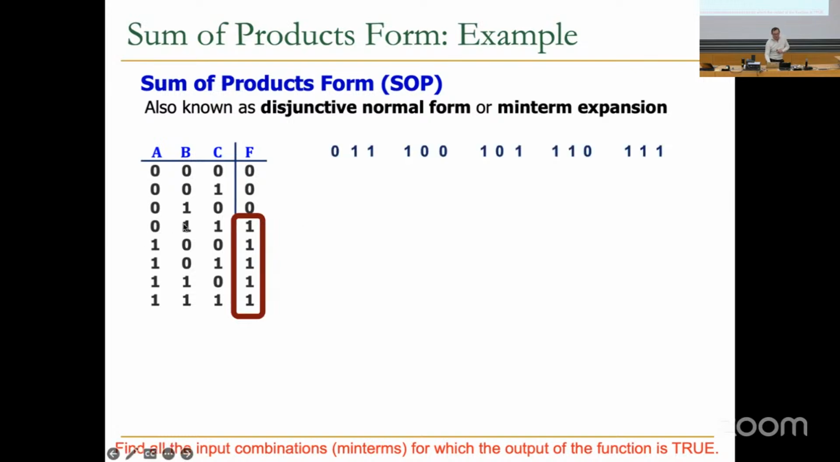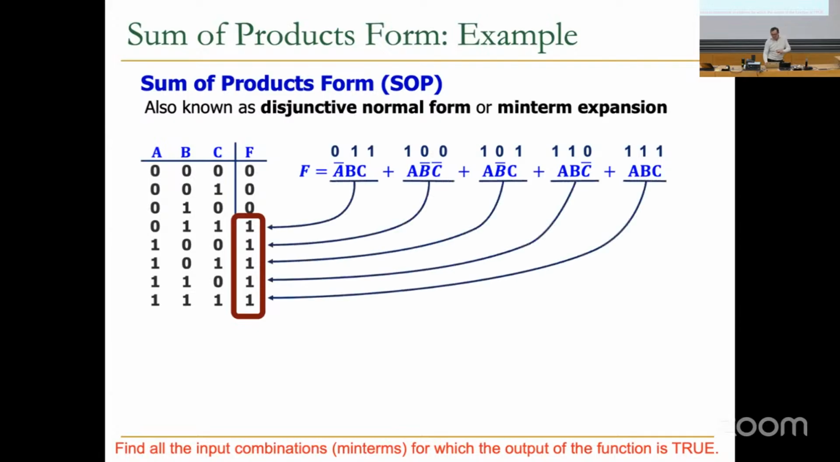Input combination ABC is 0, 1, 1. So for this function to evaluate to true, for the output to be true, either ABC should be 0, 1, 1, or it should be 1, 0, 0, or it should be 1, 0, 1, or it should be 1, 1, 0, or it should be 1, 1, 1. This covers all possible cases under which the function will evaluate to true. And that's how we represent it, basically. F is equal to 1 if A bar B C is true, or A B bar C bar is true, or A B bar C is true, or A B C bar is true, etc.